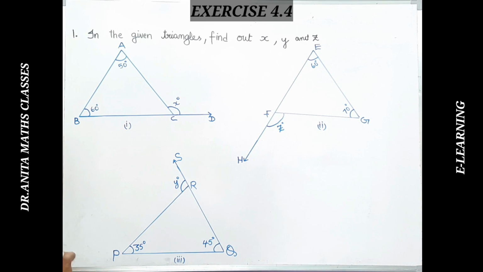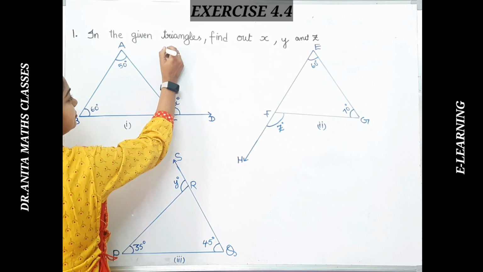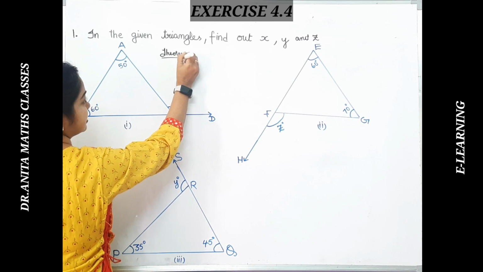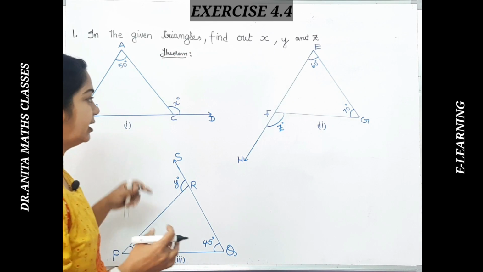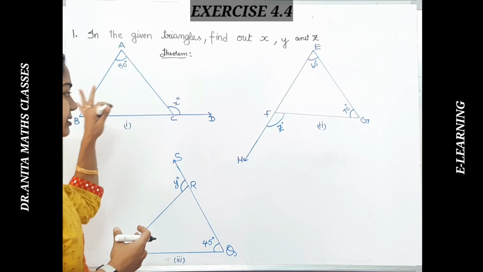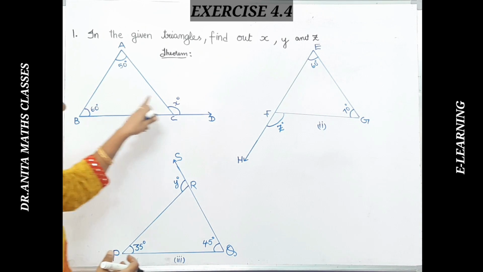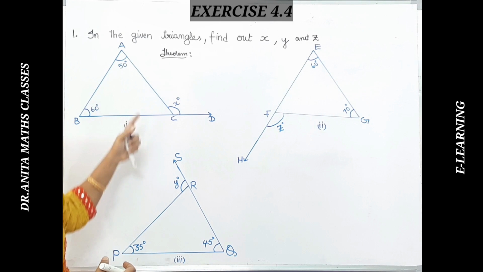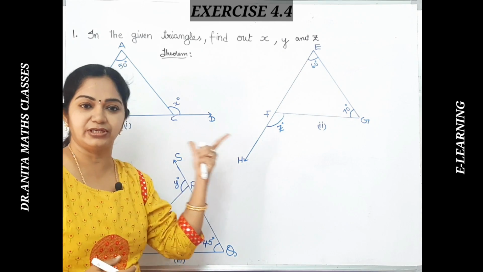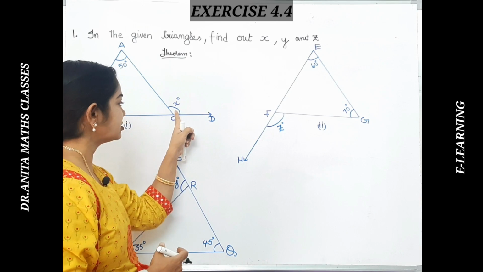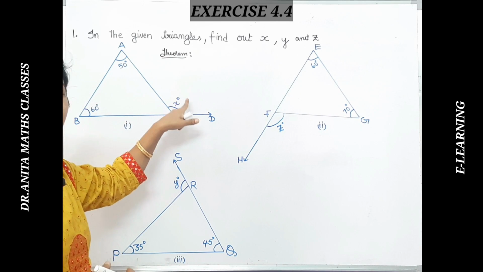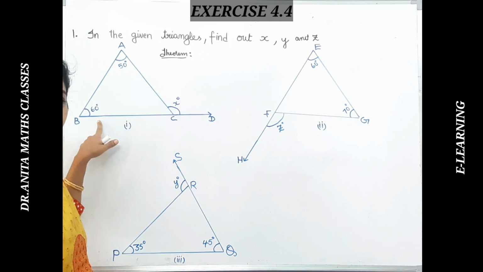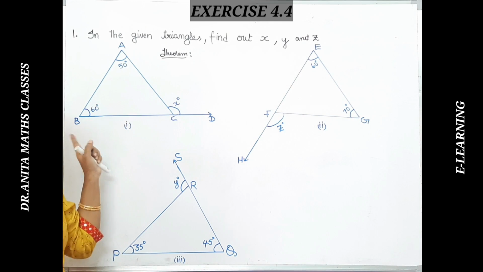Now, let us revise the theorem on triangles, okay? Based on the theorems only, we are going to do the exercise solutions. Now, they are the triangles. There are 3 sides of a triangle, right? If one side of a triangle is produced, that means it is extended, the angle so formed is called the exterior angle. This exterior angle is equal to the sum of the 2 interior opposite angles.